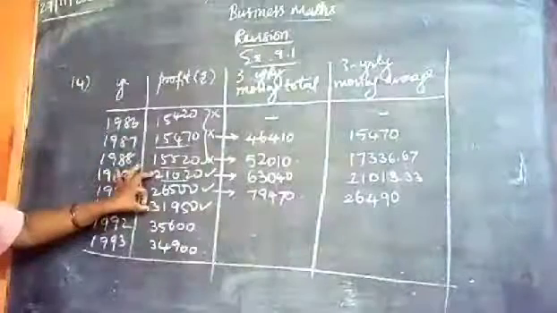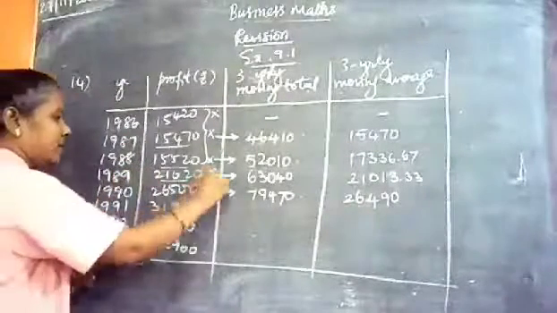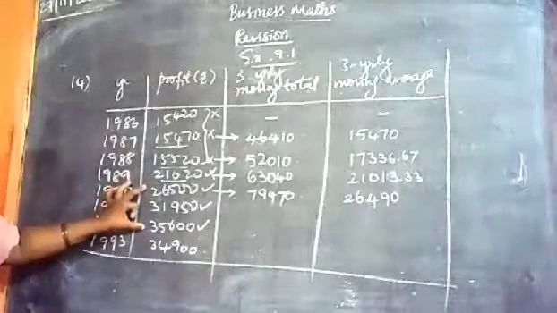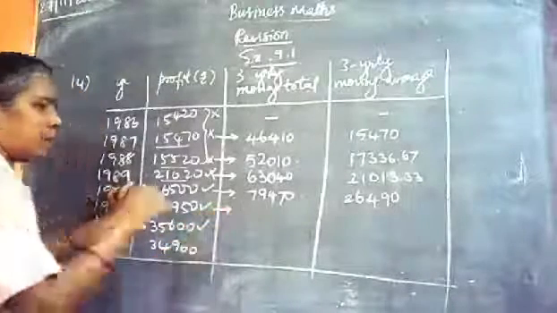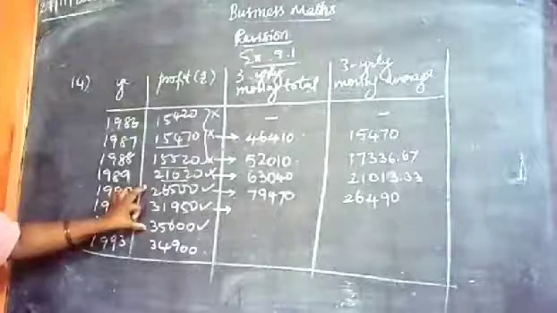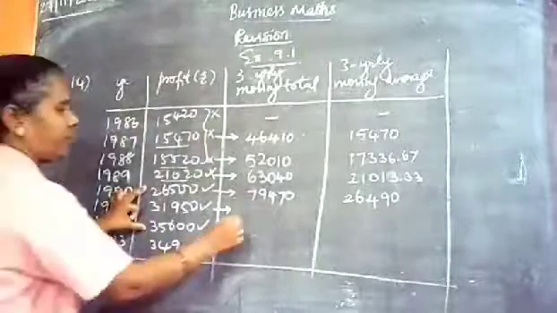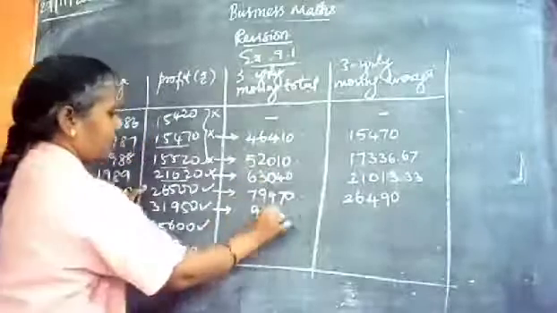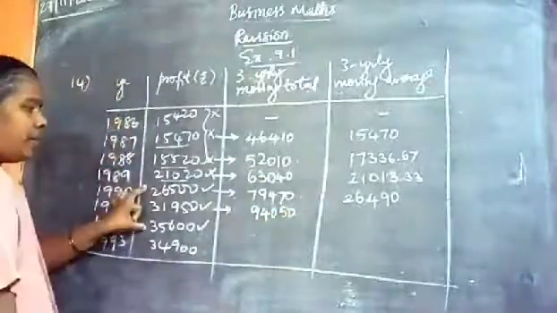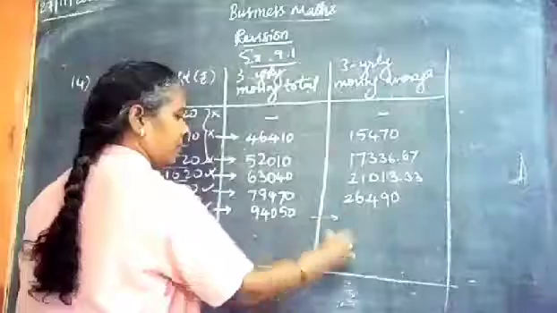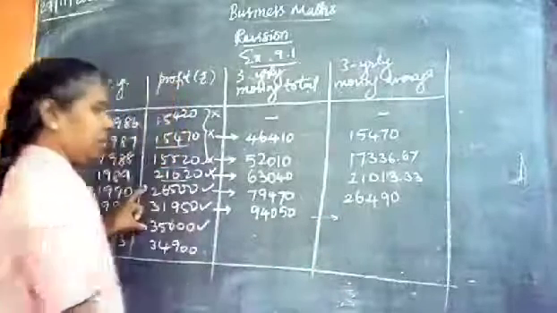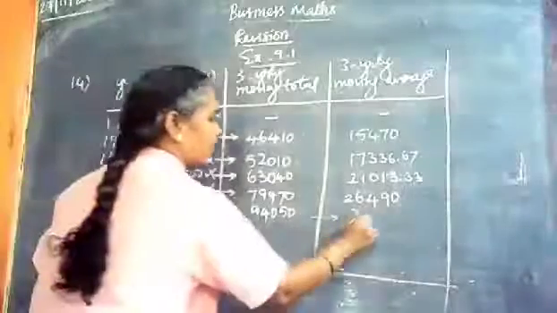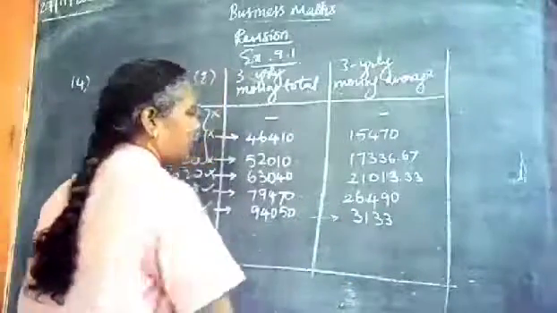And next, leave this number and add the next number. What is the total? Write it in the middle. Every time you must put the arrow mark for writing your answer. The total is 94,050. Divided by 3, we get 31,350.